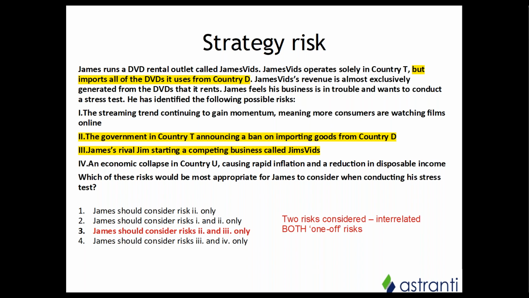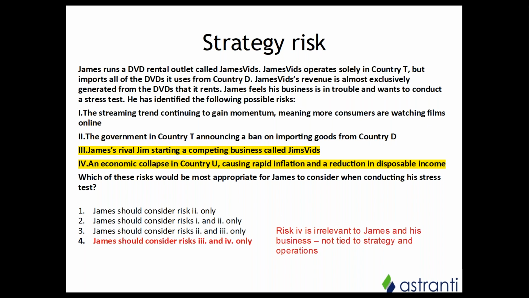So what about option 3? They should consider risks 2 and 3 only. So Jim starting a competing business and the government introducing a ban. Now, again, these are risks. He is considering 2 risks at once, so it's interrelated as well. But the issue here is that both of these risks are one-off risks. So it's neglecting to analyze the effects of everyday risks that he also faces. So the stress test here would not be as useful because it would be considering risks that are both one-off rather than considering an everyday risk as well.